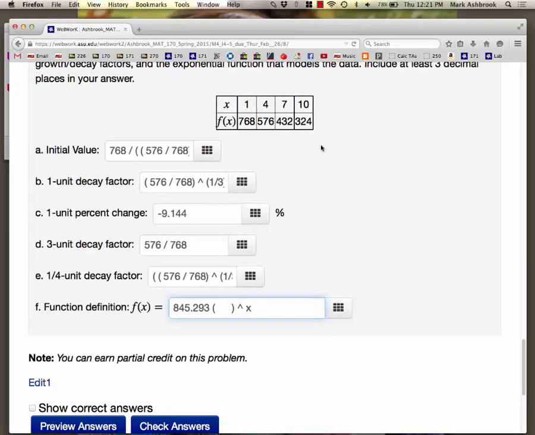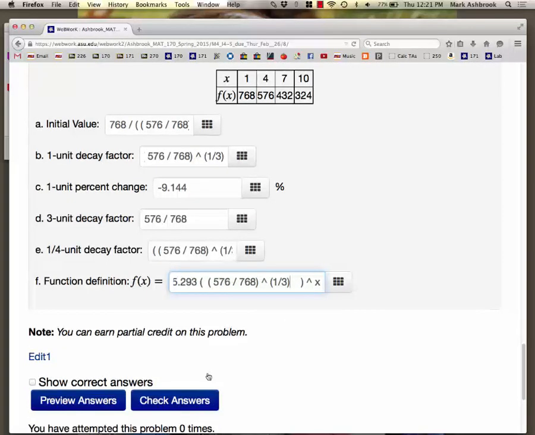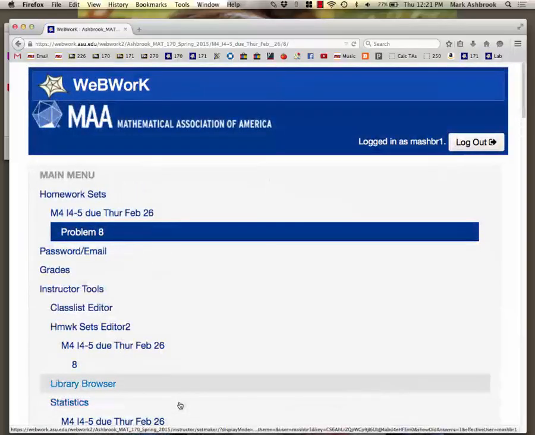Yeah, so x just increases by 1 unit at a time. Every time you increase x by 1, you move ahead 1 unit. So we're going to use the 1 unit decay factor. And I'll just copy and paste that. So initial value times the 1 unit decay factor to the x. Green bar.